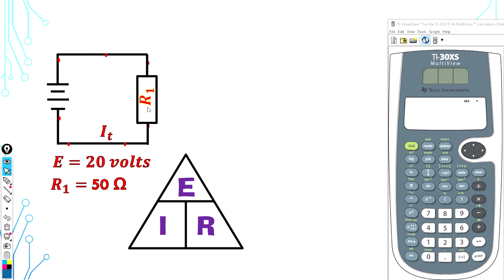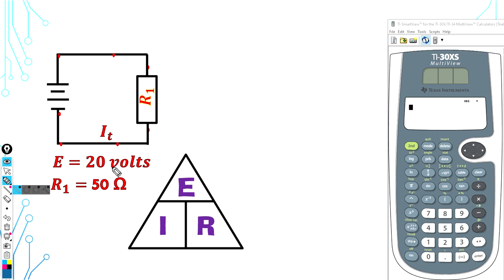Now here I just have one resistor. I could have multiple resistors or multiple components, light bulbs, speakers, whatever you want to put in there. But it just has one path for current to flow. Now to solve for any of these, as long as we've got two of our numbers, voltage, resistance, and or current, we can find the third one.